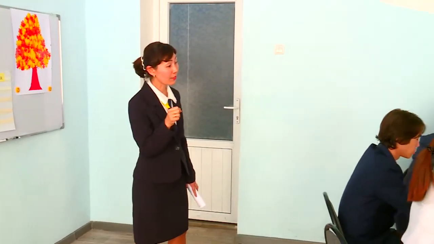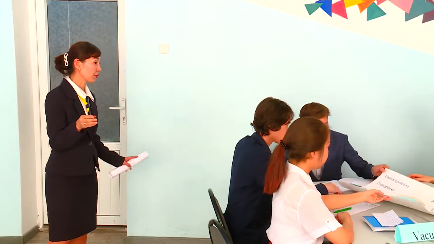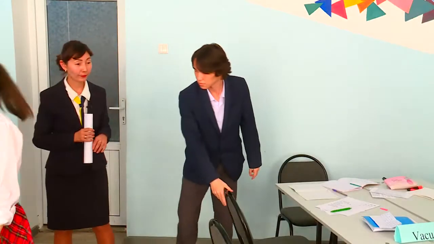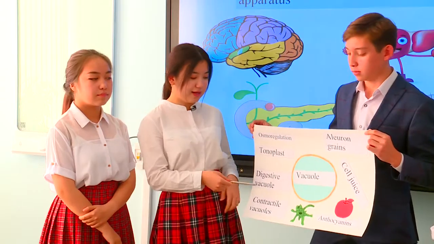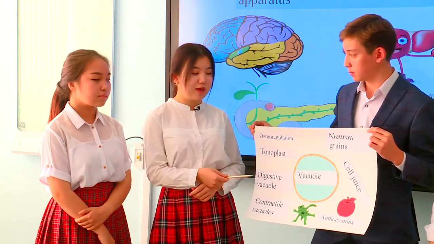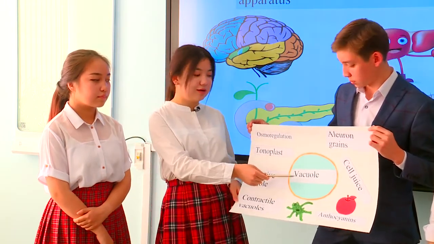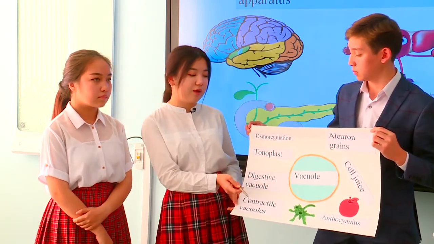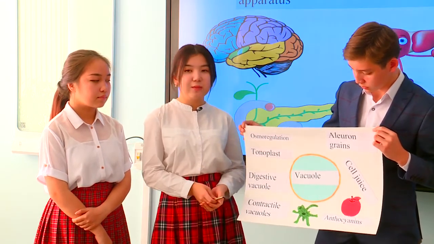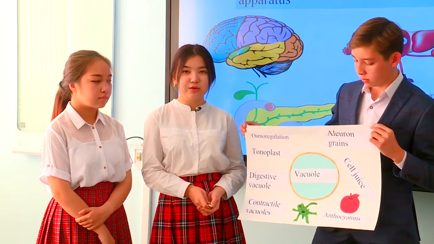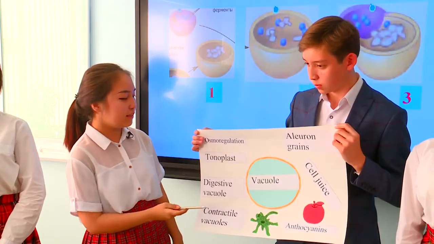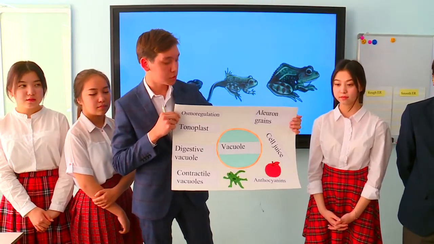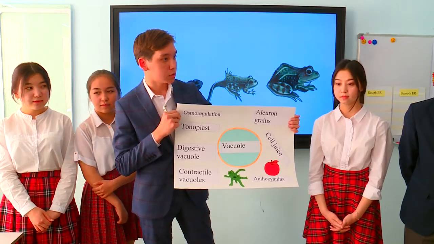Third group make cluster using the word association. Please, third group, vacuole. We made clusters using the word association. Vacuoles. Vacuoles are single membrane organoids. Vacuoles are containers filled with aqueous solutions of organic and inorganic substances. ER and Golgi apparatus take part in the formation of vacuoles. The membrane limiting the vacuole is named tonoplast. The liquid that fills vacuoles is called cell juice.